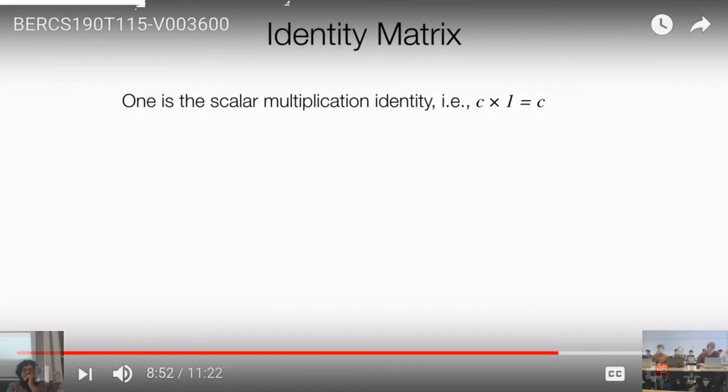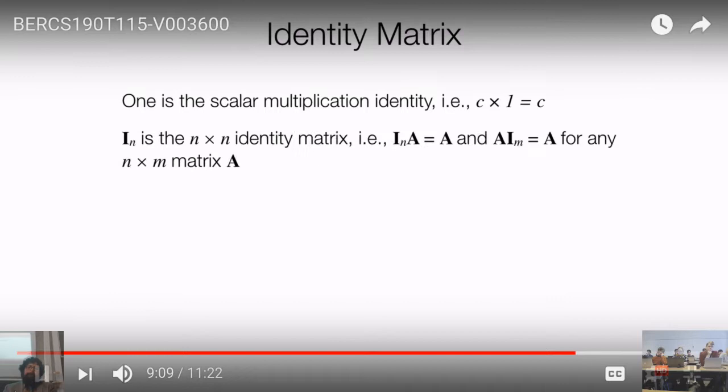Next, let's define the identity matrix. And to do so, let's think about what happens in a scalar setting. In the scalar setting, the number 1 is the scalar identity. Or in other words, for any number c, if you multiply c times 1, you get back c. The identity matrix generalizes this idea in the context of matrices. So imagine that you have an n by m matrix A, and if you multiply it on the left by the n-dimensional identity, you get back the matrix A. Similarly, if you multiply A on the right by the m-dimensional identity, you again get back the matrix A.